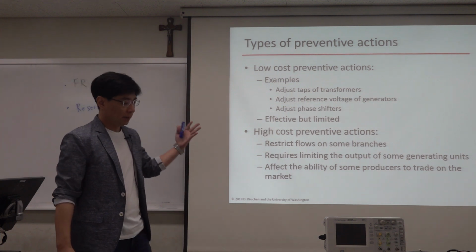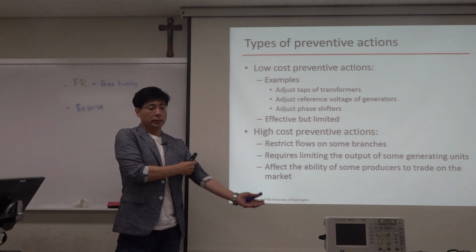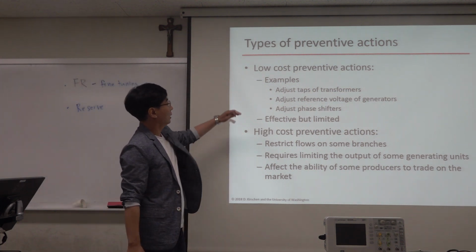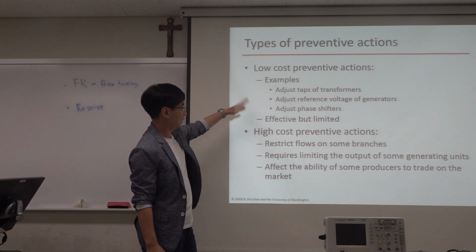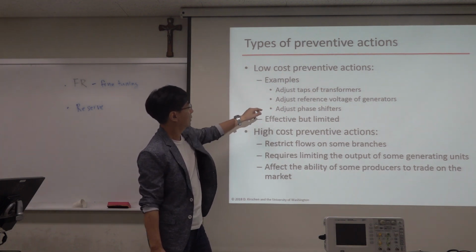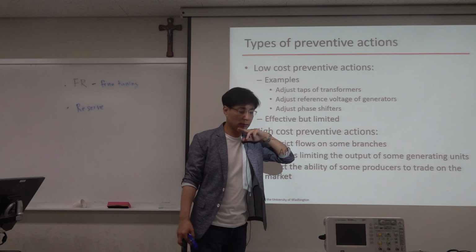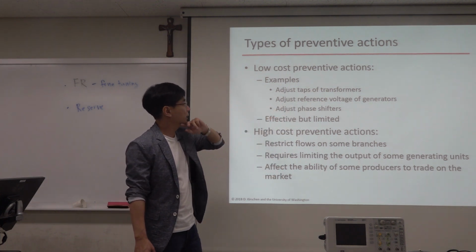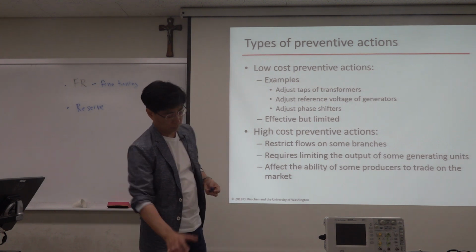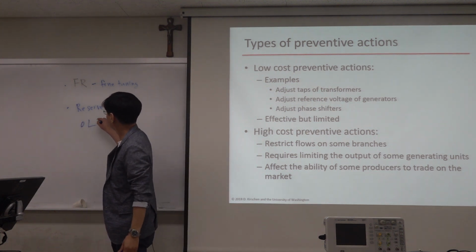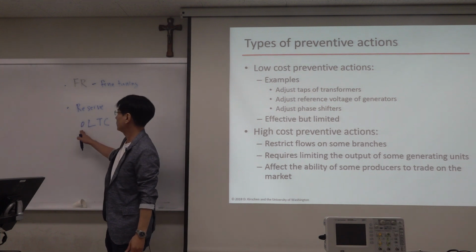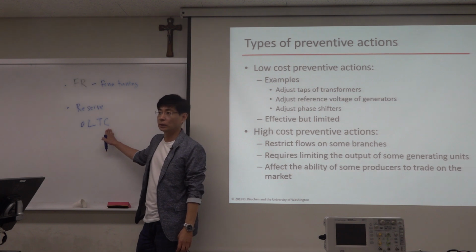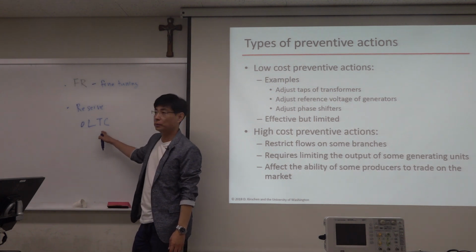So yeah, in n-1 contingency analysis perspective, preventive actions are important, and low-cost preventive actions are like this. Adjust taps of transformers. Transformers change the voltage from one side to the other side, and so OLTC. This is a type of transformer, on-load tap changer.